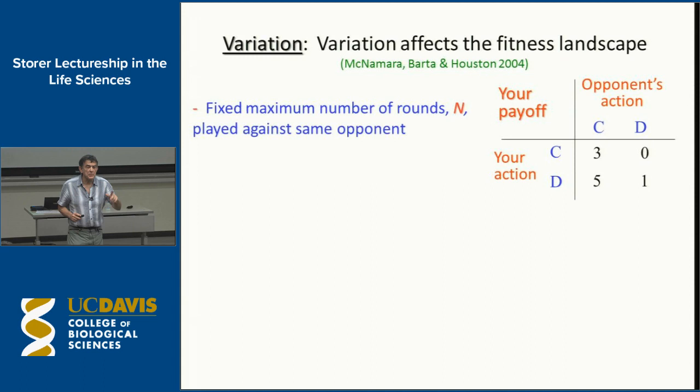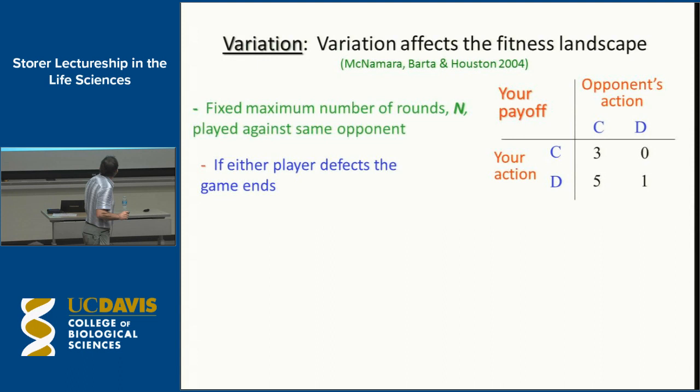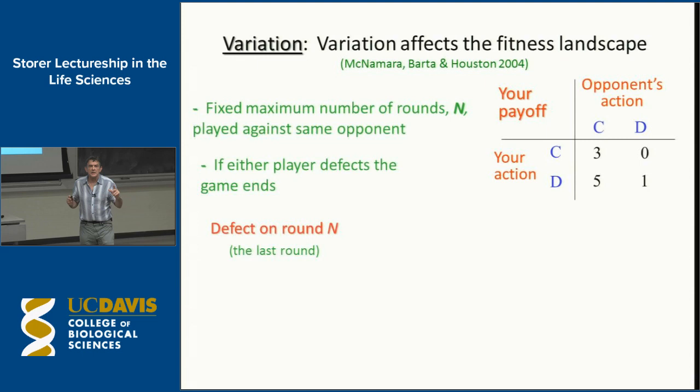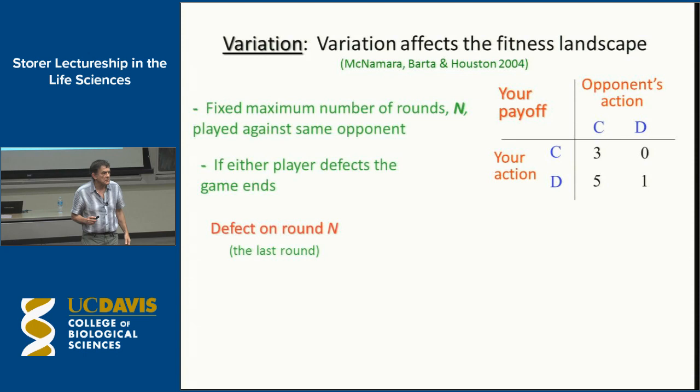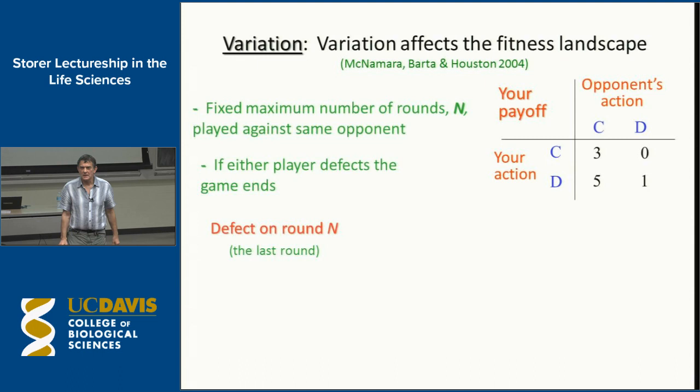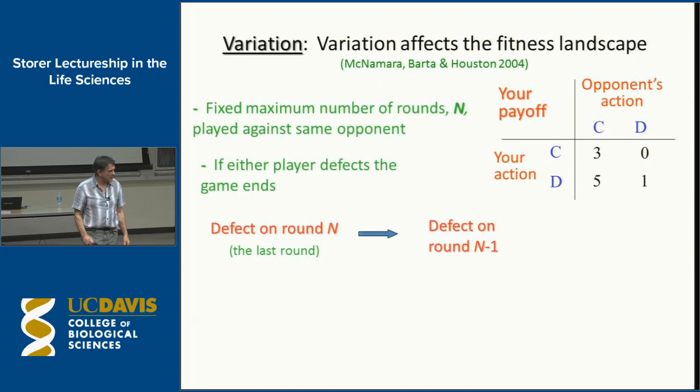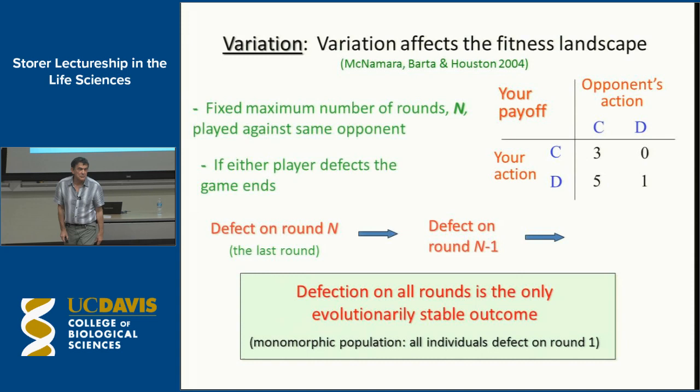So, we've said if either player defects, the game ends. What happens on the last round? The 100th round, you defect. It's the only sensible thing to do. Now, that means you know when you get to round 99 that you're going to get a payoff of 1 on the last round, if you ever get there. Well, that means, if you do the sums, that it isn't worth being cooperative on round 99. So you defect on round 99. Which means that if you ever get to round 98, et cetera, you should never cooperate. So the only Nash equilibrium solution is to defect on the first round. That's what theory tells us.